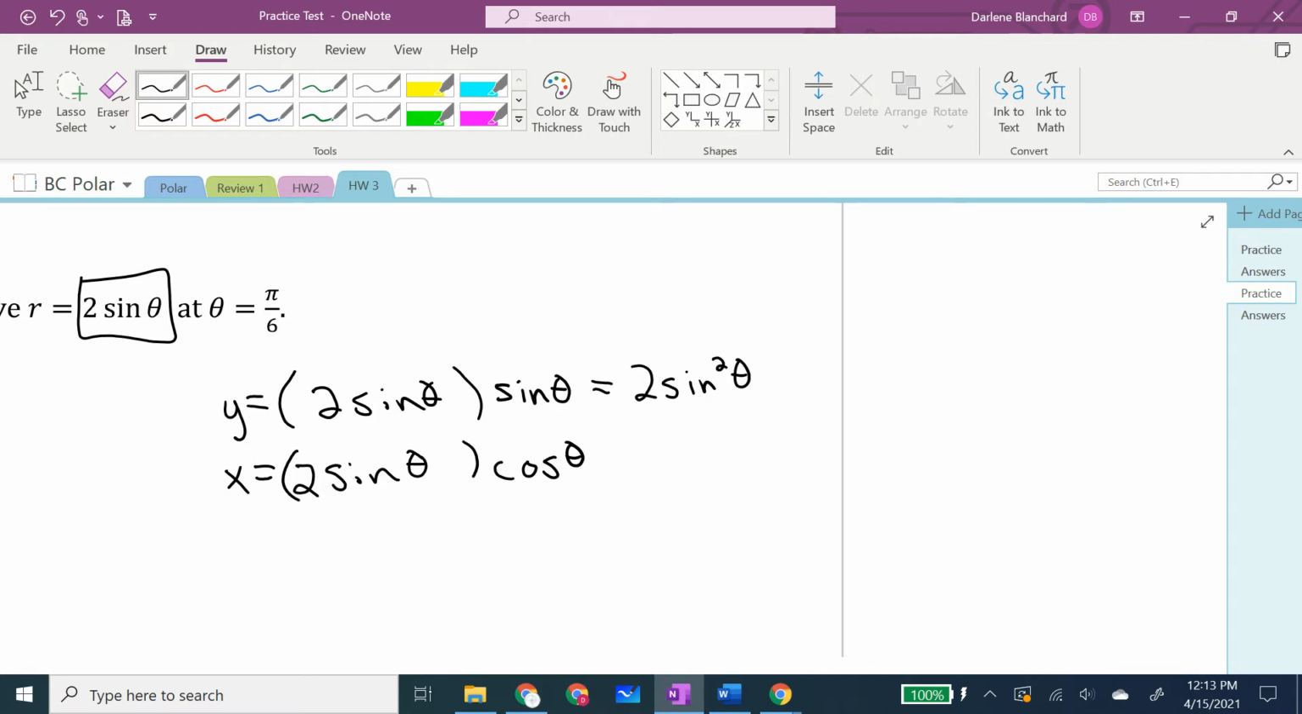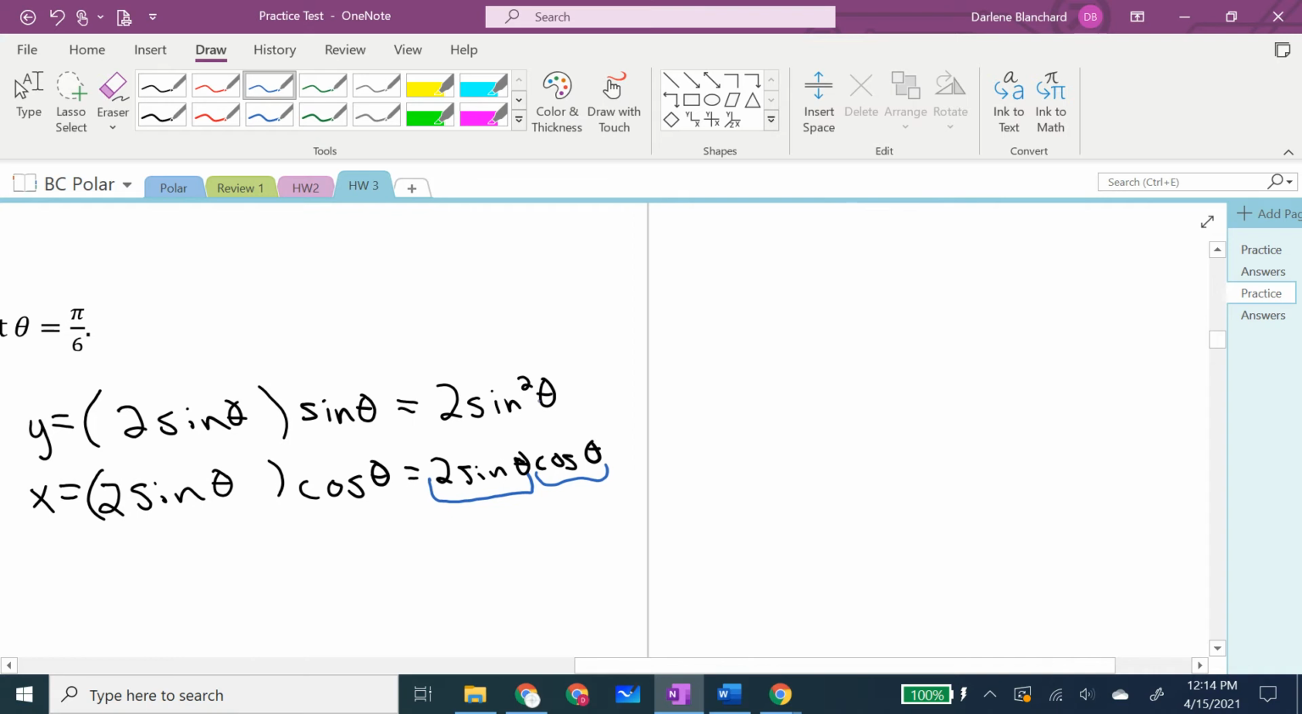But I'm going to do it as if you didn't see it because most people won't. I'm just going to write 2 times sine theta cosine theta. And then when I go about the derivative of x, I'm just going to make these my two functions that are multiplying.